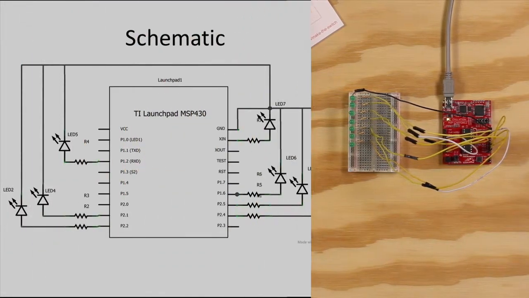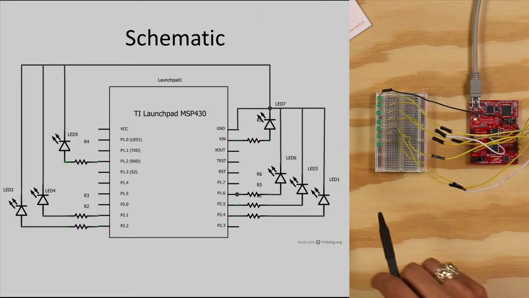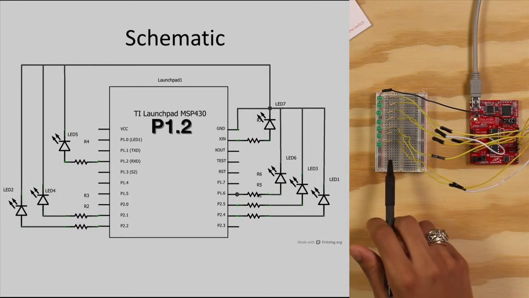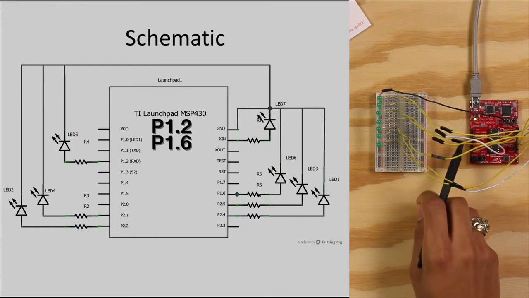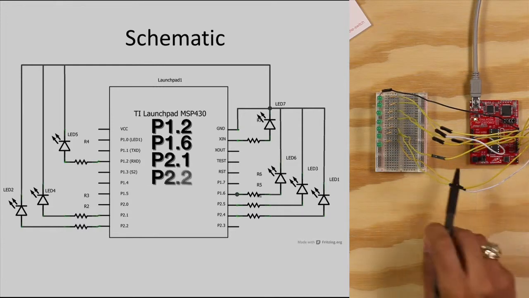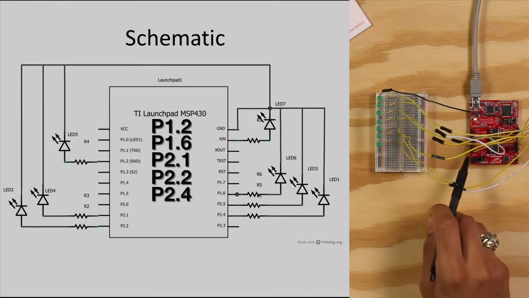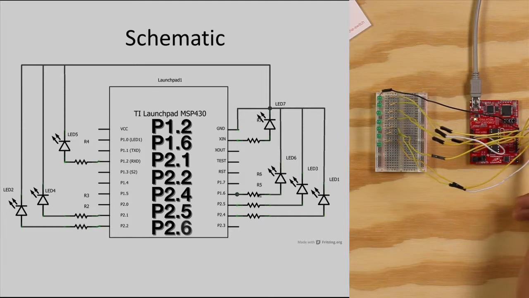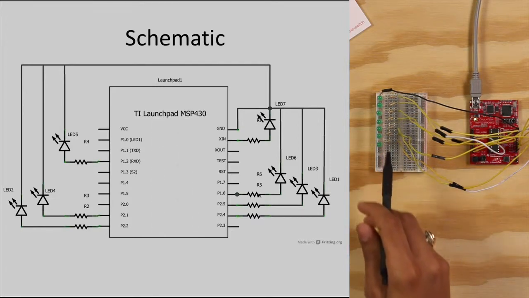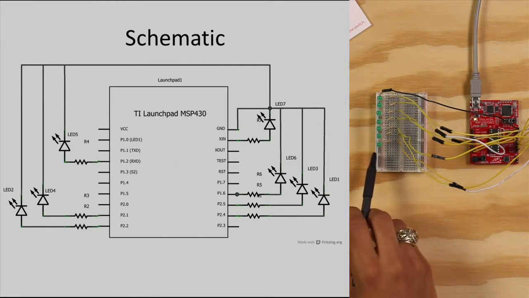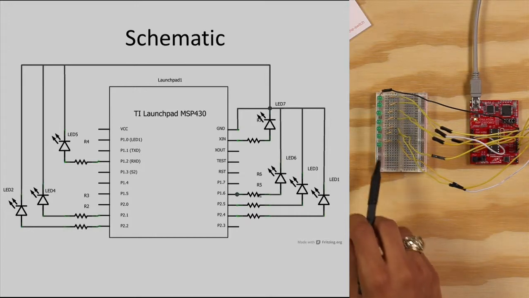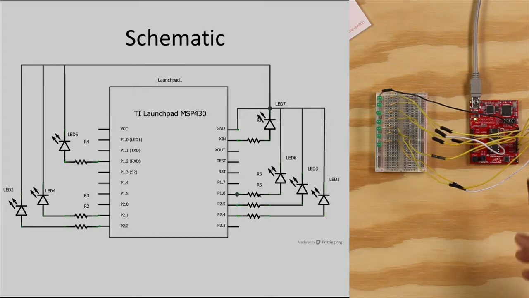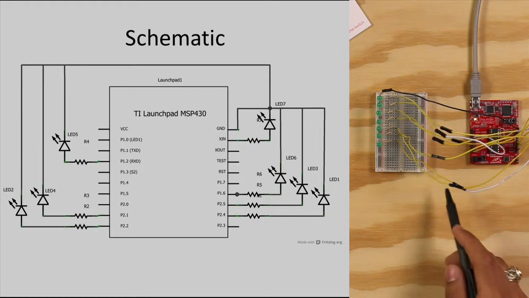displayed. Connect the longer positive or anode legs of 7 LEDs to digital pins P1.2, P1.6, P2.1, P2.2, P2.4, P2.5, and P2.6 through 220 ohm current limiting resistors. The shorter negative or cathode legs of the LEDs are connected to ground. Using the breadboard and hookup wire to make our connections, the hardware setup should look similar to the circuit diagram displayed.